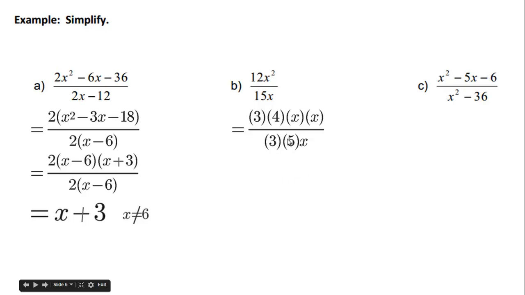Writing it like this actually shows you what you can cancel out. We can cancel out 2 3's, we can cancel out the x's. And so we end up with 4x over 5. It's not quite 4x over 5. We do have a restriction.